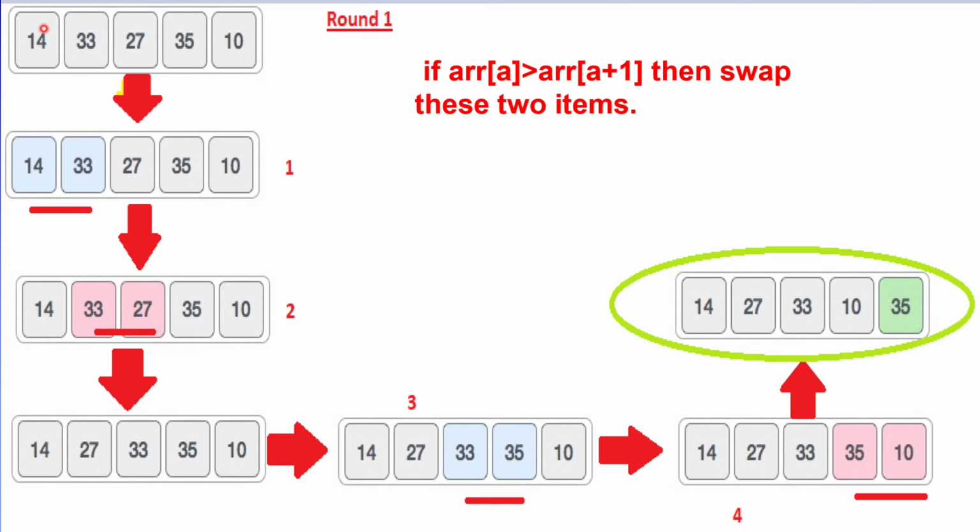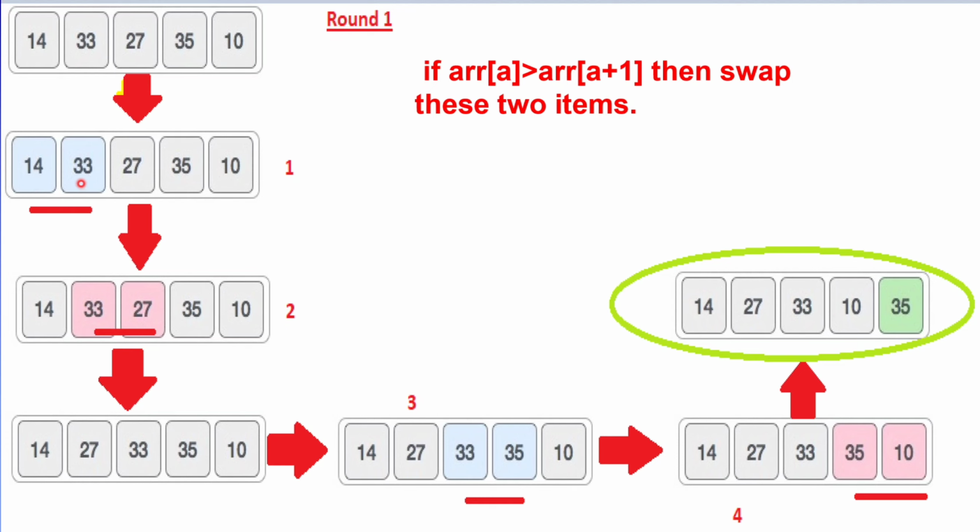If we take an array 14, 33, 27, 35 and 10, we take the first two indexes, 14 and 33. At first we assign that 14 is the a position and 33 is the a plus 1 position. Check whether array of a is greater than array of a plus 1. Array of a is 14 and array of a plus 1 is 33. This statement is not valid for these two elements, so we don't need to swap between them. These two elements are already in the sorted position. Now go to the next two elements.